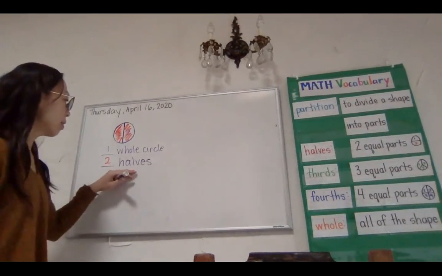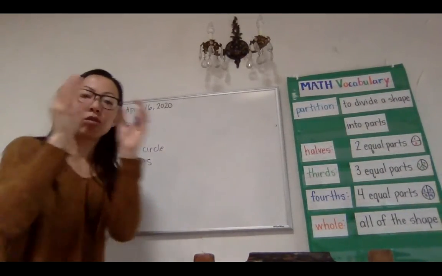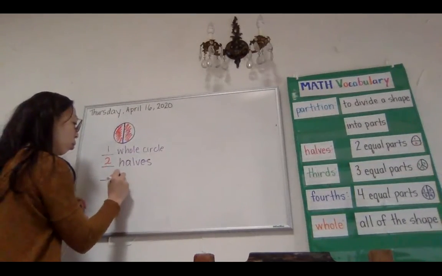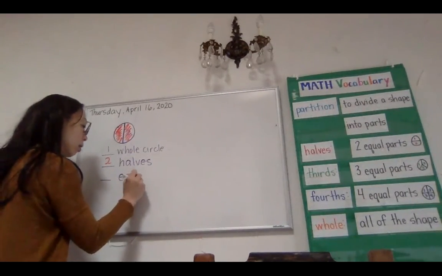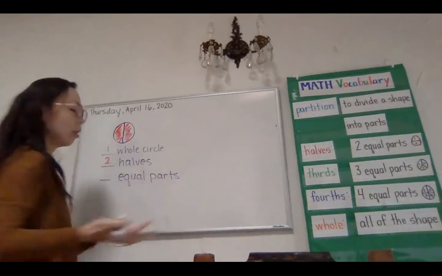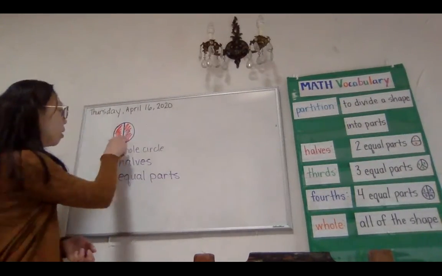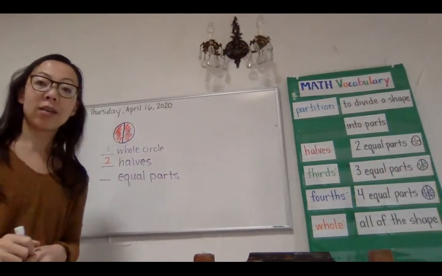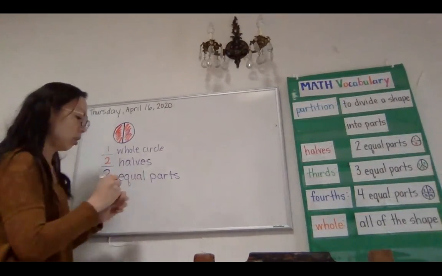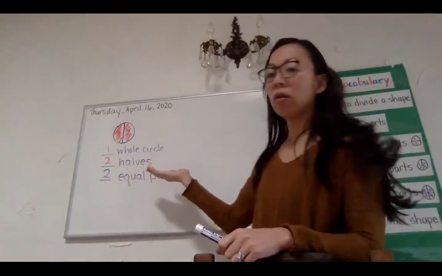Now remember, halves is a fancy word for those 2 equal parts in the 1 whole. So if I want to know how many equal parts I have, how many do I have? Well, I still have 2 equal parts in my halves. 2 equal halves make 1 whole.